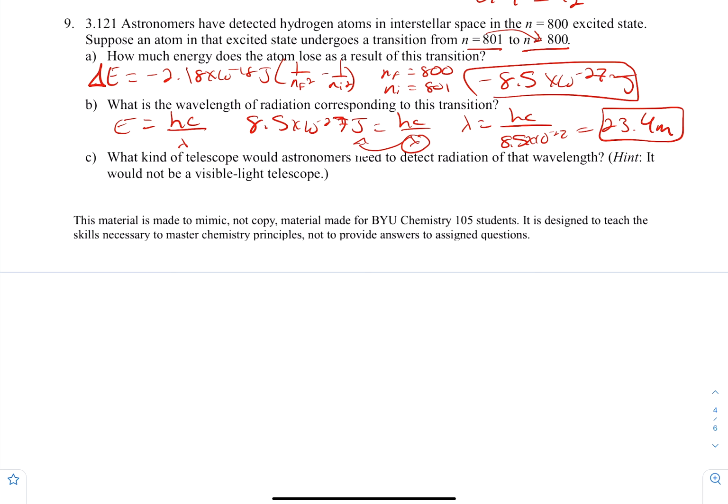In fact, part C says, what kind of telescope would astronomers need to detect radiation of that wavelength? This is, if you look in the electromagnetic spectrum, anything above 1 meter is actually going to be in the radio region. Radio. So you're going to need a radio telescope to be able to see this guy.